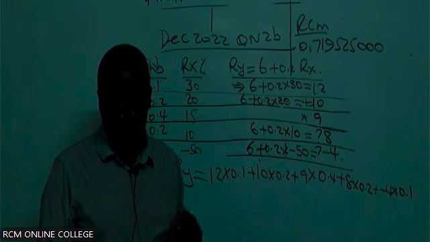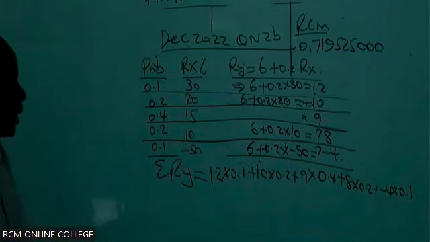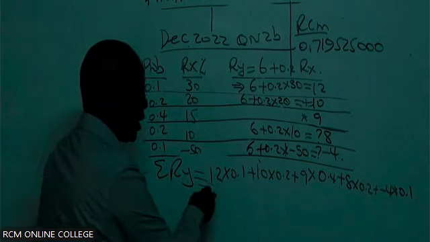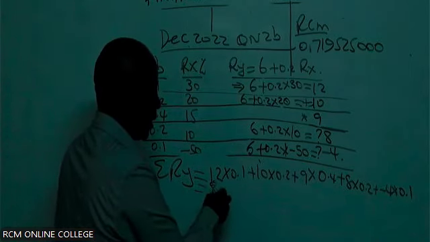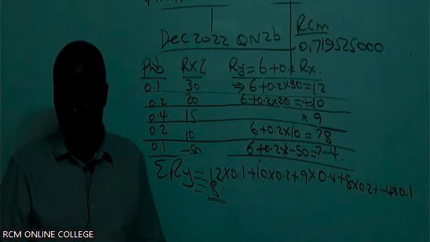Just confirm. I'm waiting for you to confirm. So what answer are we getting for the expected return of Y? 8, right? 8. My online students haven't confirmed yet.